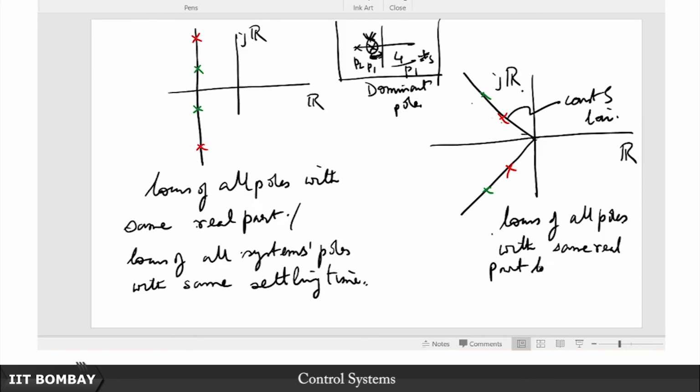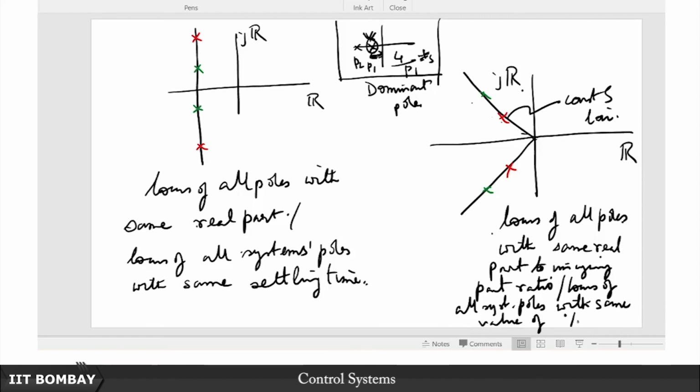to imaginary part ratio, because this constant line shows that the ratio between the real part and the imaginary part along this line is constant. Or in other words, this is the locus of all system poles with the same value of percentage overshoot, that is what this is.